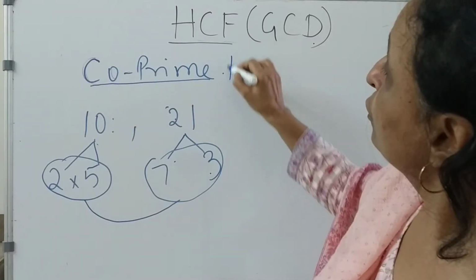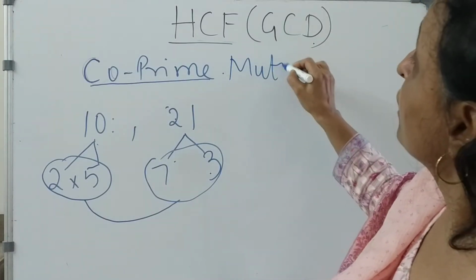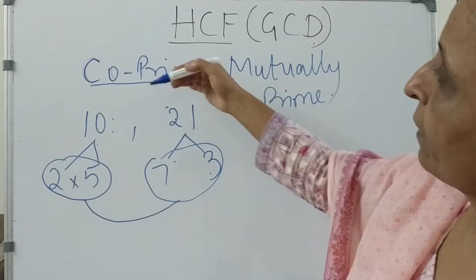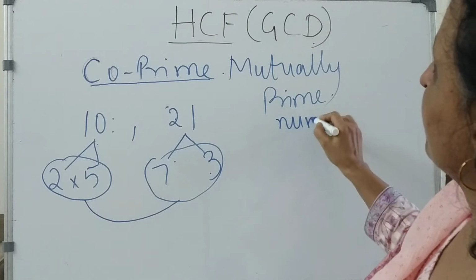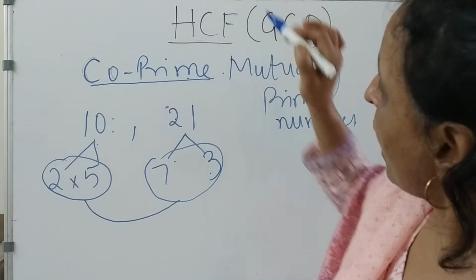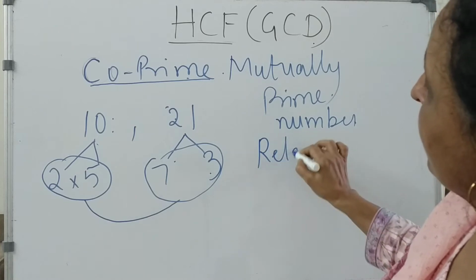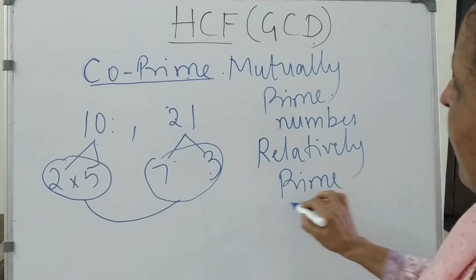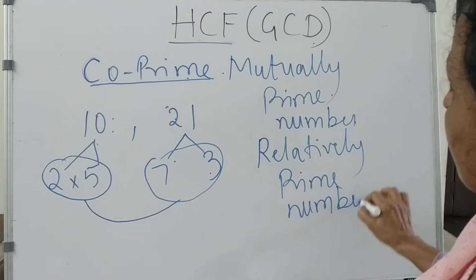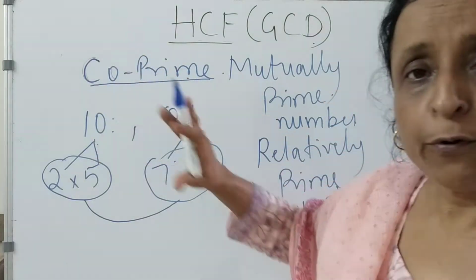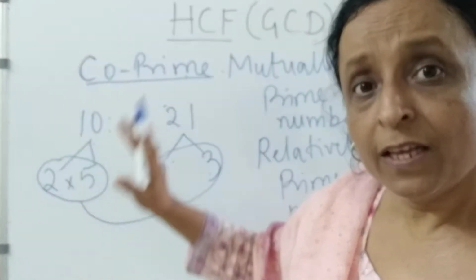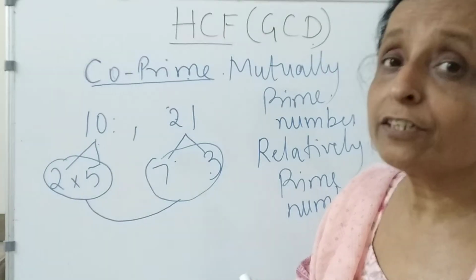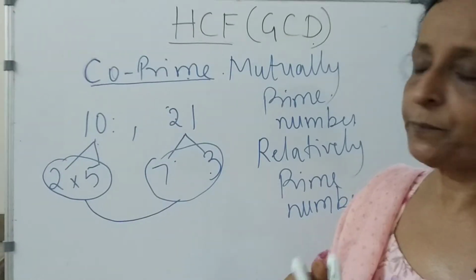And they can also be said as mutually prime numbers. They are mutual, आपस में, they are mutually prime numbers. They are coprime. And they are also known as relatively prime numbers. So the concept of coprime is very simple, that it should not have any number in common. Their factors should not be common.